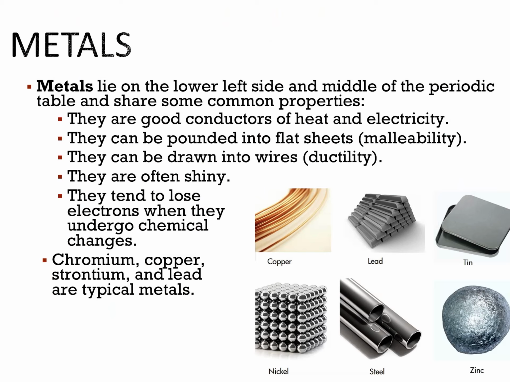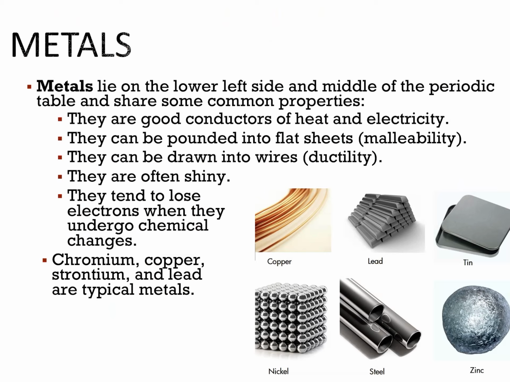So metals lie on the lower left side and the middle of the periodic table, and they have some common properties. They are really good conductors of heat and electricity. And you will know this if you touch your seatbelt buckle when you get in the car on a really hot day. Metals are really good conductors of heat. And we know they're good conductors of electricity because of things like copper wire, right? That's what electricians use in your house.